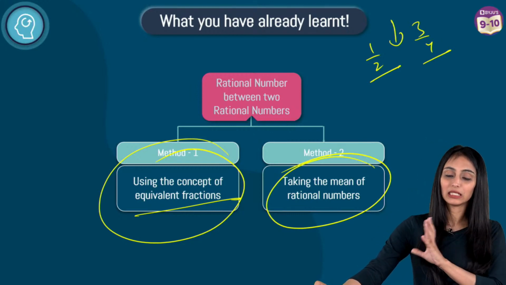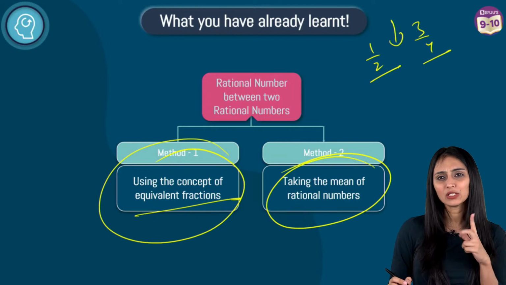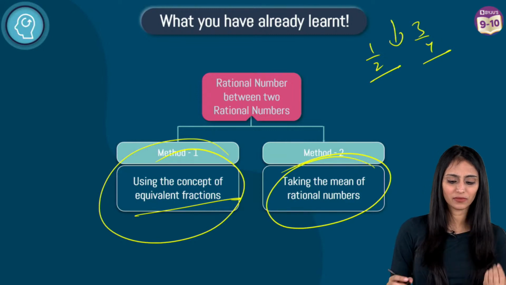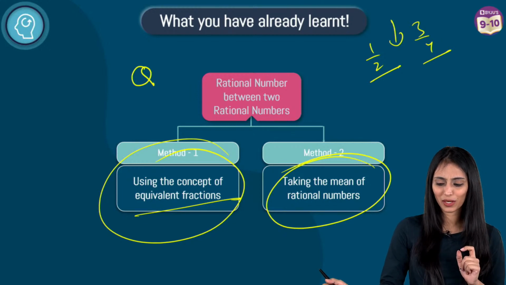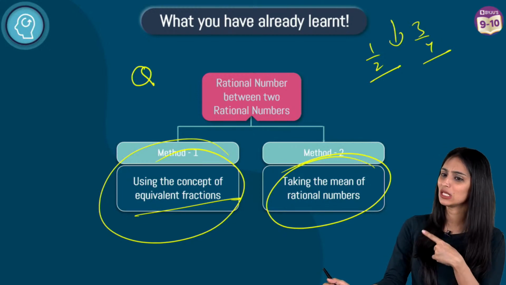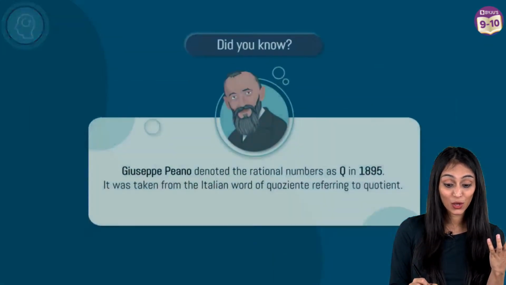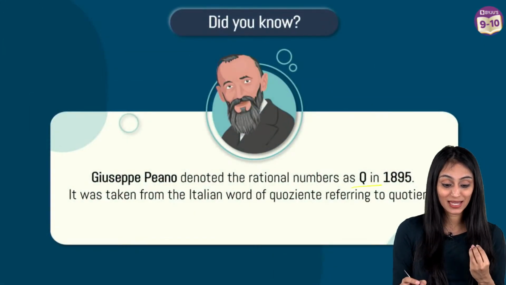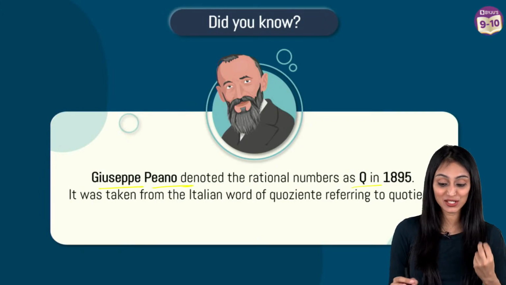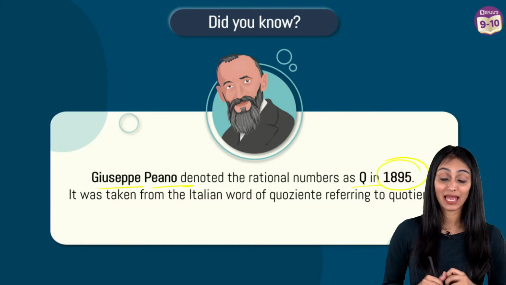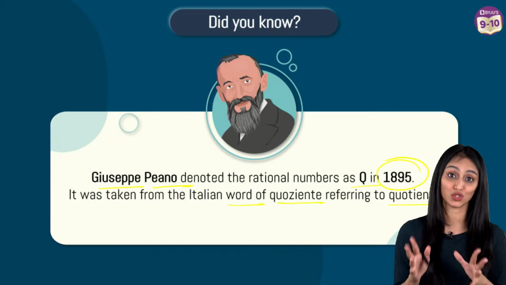Alright, so we have already learned these two methods, how to find a rational number between two rational numbers. By the way, when we talk about a rational number, like you all said, we know that rational numbers are denoted by Q, right? A capital Q. But have you ever wondered who actually gave this? Have you ever thought about it? Well, the person who denoted the rational numbers as Q, his name is Giuseppe Peano. And he denoted the rational number as Q in 1895. And it was taken from the Italian word quoziente, referring to quotient.